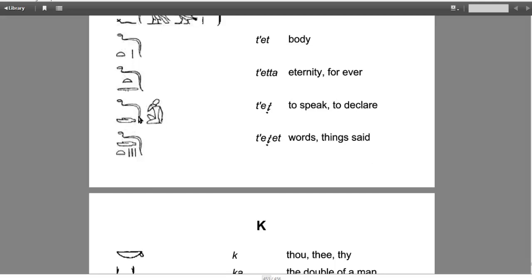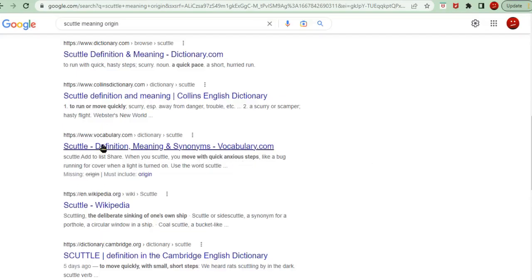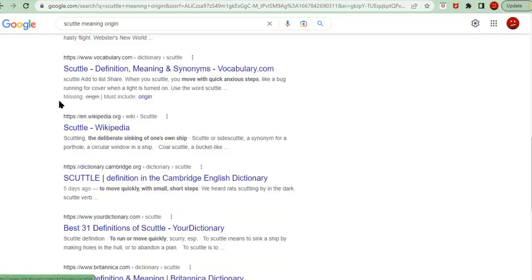L-T-A-S-K-T-L, let, ask, tell. And this is where your word scuttle comes from, you know, to let, S-K-T-L, let us scuttle. And scuttle means to dish it out. You can see it in Wiktionary English, the scuttle, to dish, to platter, a tray. To move with anxious steps, the scuttle, the one that's running around, bringing the tools to the workers, bringing the water, the scuttle what her carries.